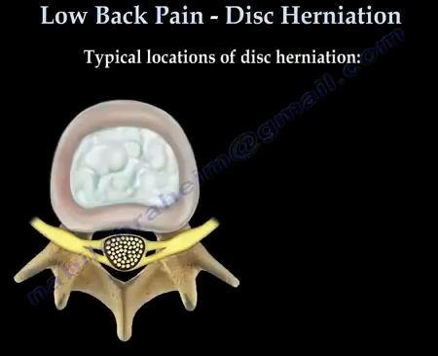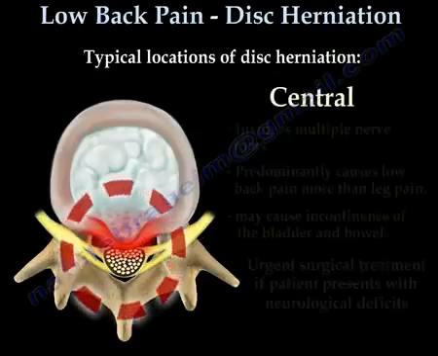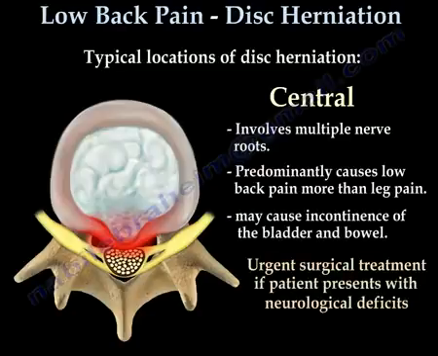Typical locations of disc herniations. There are 3 typical locations for disc herniations. The first is central. It's a rare condition. It will affect multiple nerve roots. The patient will have back pain more than leg pain. It may cause incontinence of bladder and bowel. Urgent treatment is necessary if the patient presents with neurological deficit.